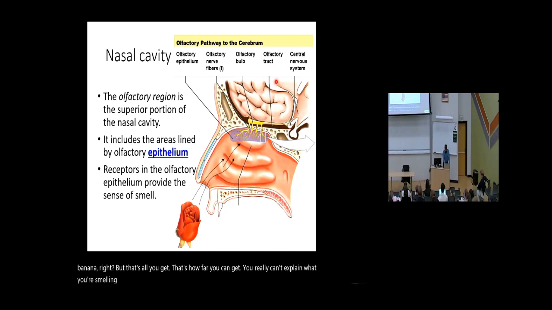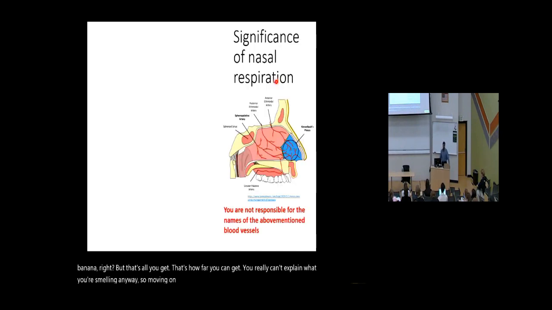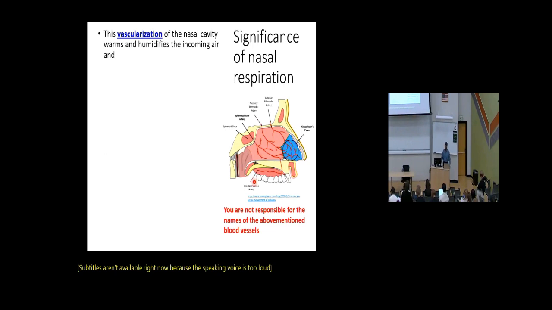Anyway, moving on to the significance of nasal respiration. We find that in the nasal cavity you have a lot of blood vessels, right, which are found in the surrounding tissue. I've just shown this picture to highlight that there's a lot of vascularization, but you don't need to know the names of these blood vessels. Just know the purpose of this vascularization.